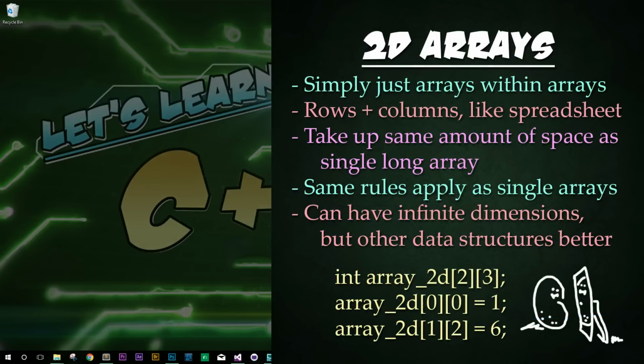All right, so we've created an array. In Python, we were able to create lists within lists. Can you do that within C++? Absolutely. You can create 2D arrays. This is essentially arrays within arrays. And you can think of that as a spreadsheet where you have rows and columns. They take up the same amount of space as creating a single long array.